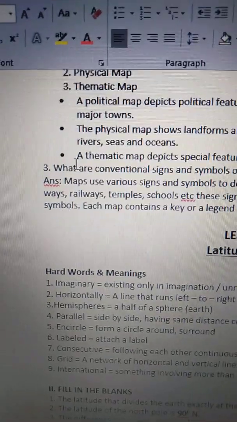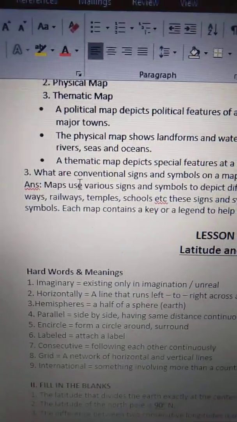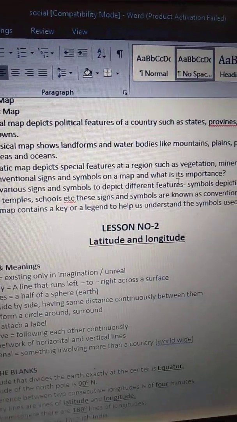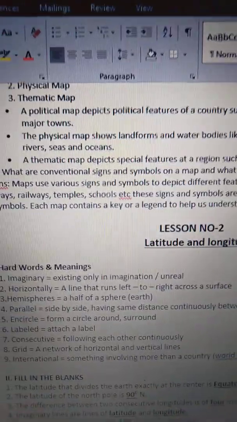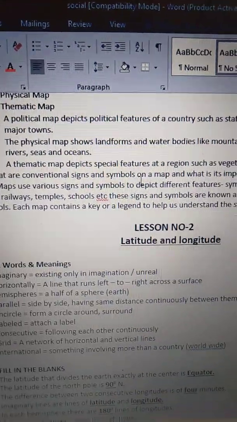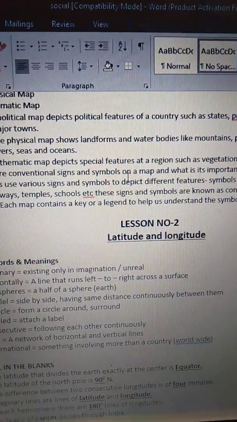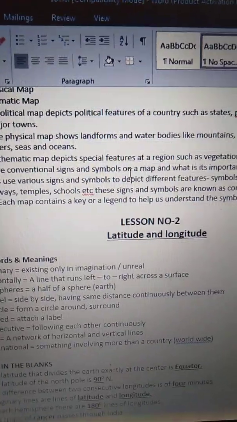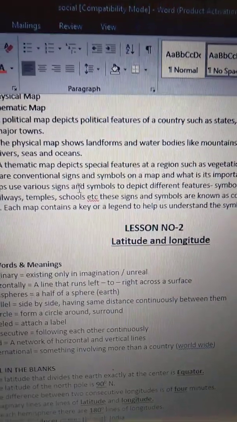Okay. Now see the third question. What are conventional signs and symbols on a map and what is its importance? So here conventional signs and symbols means for each feature we have a particular symbol to recognize it easily.